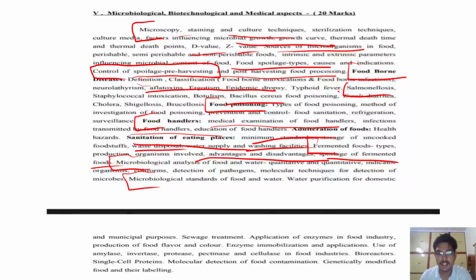And then we have other important topics like enzyme immobilization and its application in the food industry, and different major types of enzymes like amylase, invertase, protease, pectinase and cellulase, their advantages, and how they digest different food products and their constituents in our body. And the last one is genetically modified food and their labeling. Apart from this, bioreactors are an important topic. So these are all the subtopics of your syllabus.